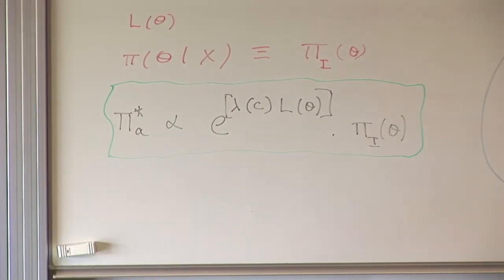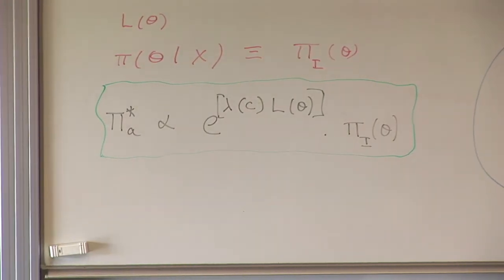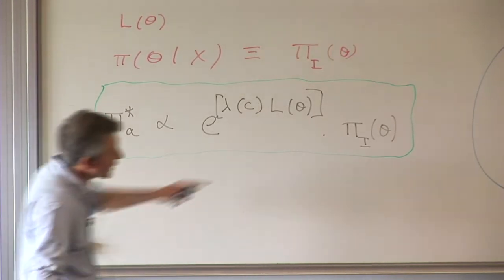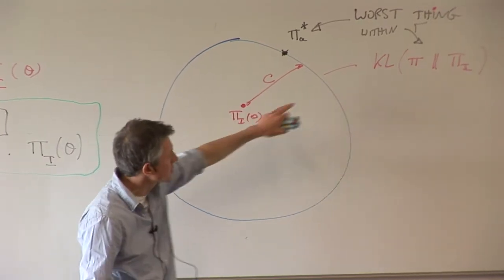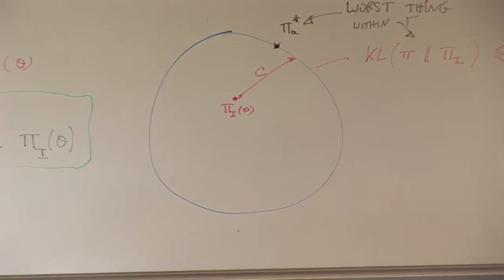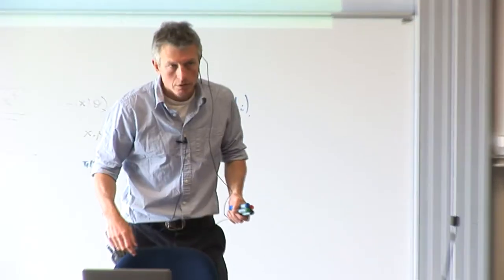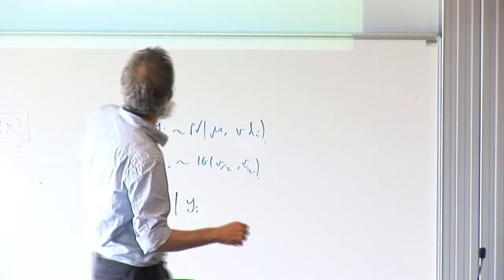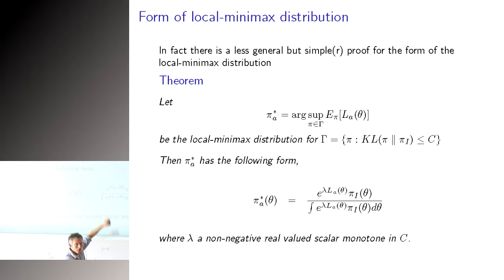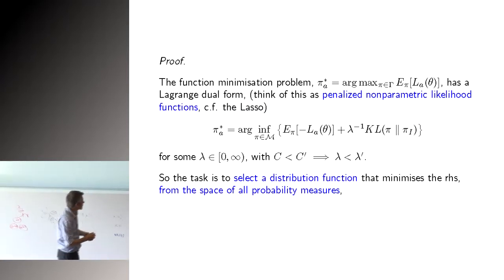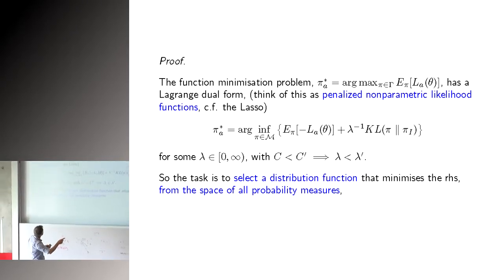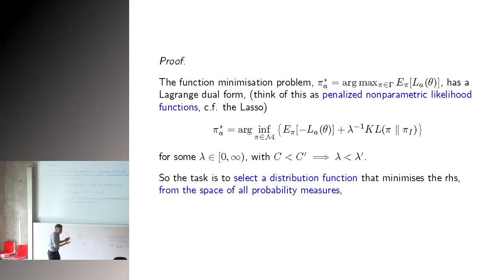Okay. So how do you come about that proof? Well, the simple observation is that this constrained optimization task, where I've asked you to find the distribution function which sits within that Kullback-Leibler ball, has a Lagrange dual. That means I can write this problem, find the thing within that ball, as a penalized problem, from the convexity of the Kullback-Leibler divergence. So here's the proof: I can write that constrained optimization problem as a penalized problem.